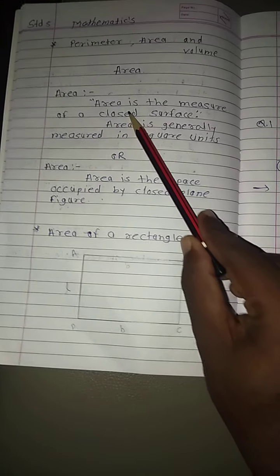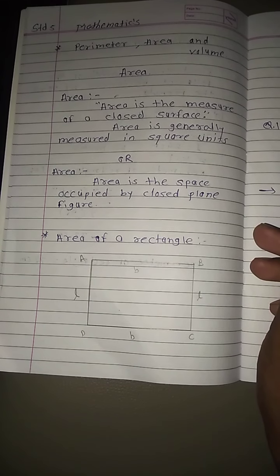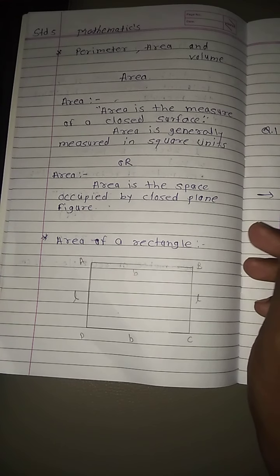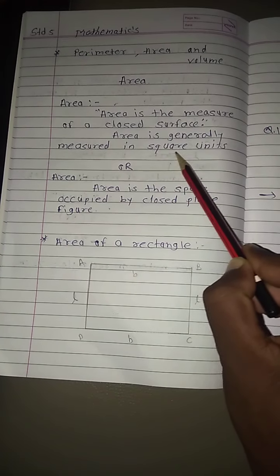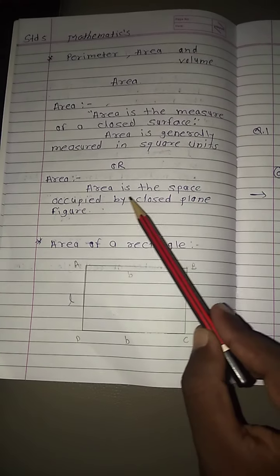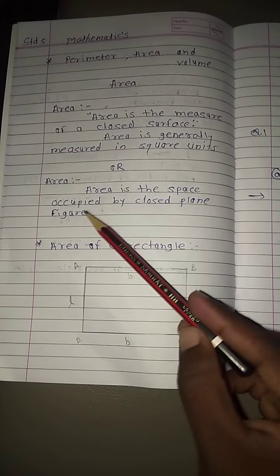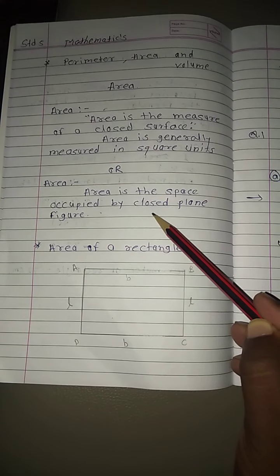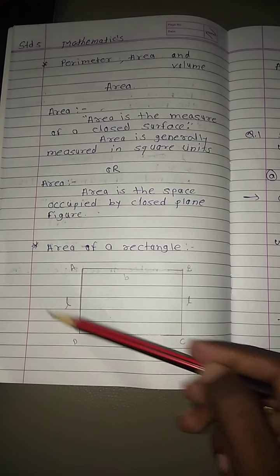Definition: area is the measure of a closed figure. Means here we can calculate the area of a closed figure. Area is generally measured in square units. Another definition of area: area is the space occupied by a closed plane figure. You can observe this figure.